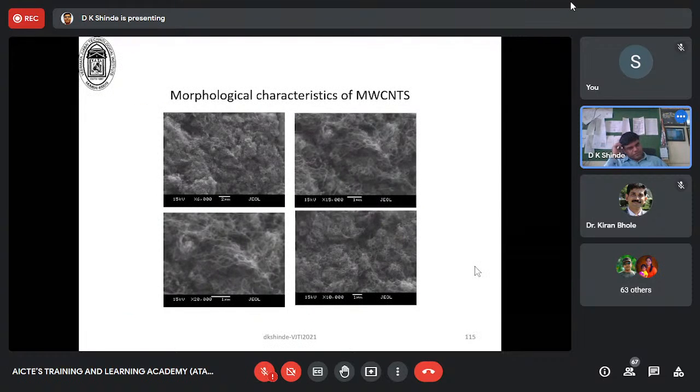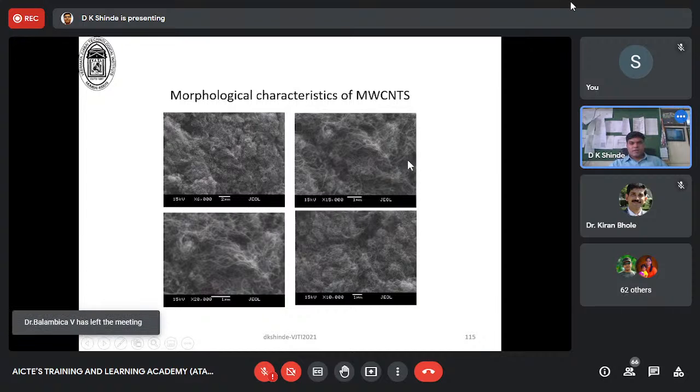We again did a clear morphological characterization of the MWCNT that we bought from the vendor from Jharkhand, and these are the actual images after SEM analysis. These show what the forest of multi-wall carbon nanotubes looks like, in images at 2 micron and 1 micron scales. If you go down to the nano scale, you can see those structures.